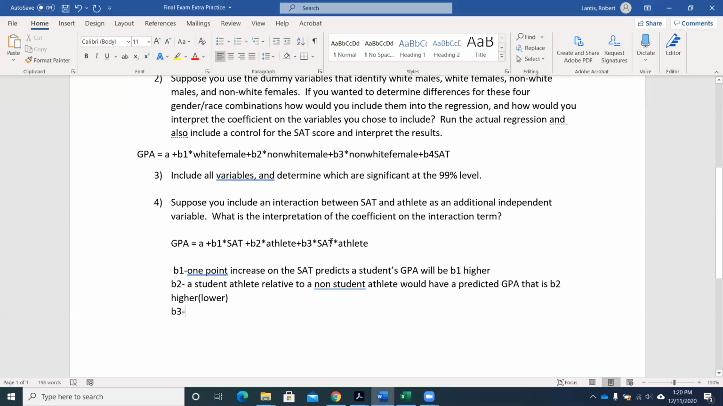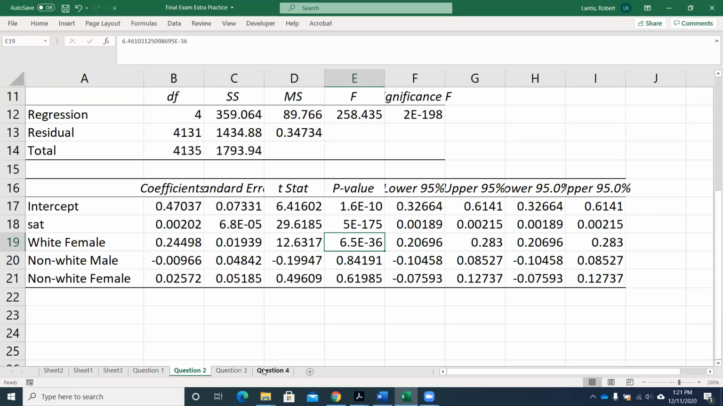Well, the interaction term is the additional effect of the SAT score if the student is an athlete. So the additional effect of a 1-point increase on the SAT for a student athlete, right? So these are our general interpretations when we include this interaction term. Let's look at the actual results.